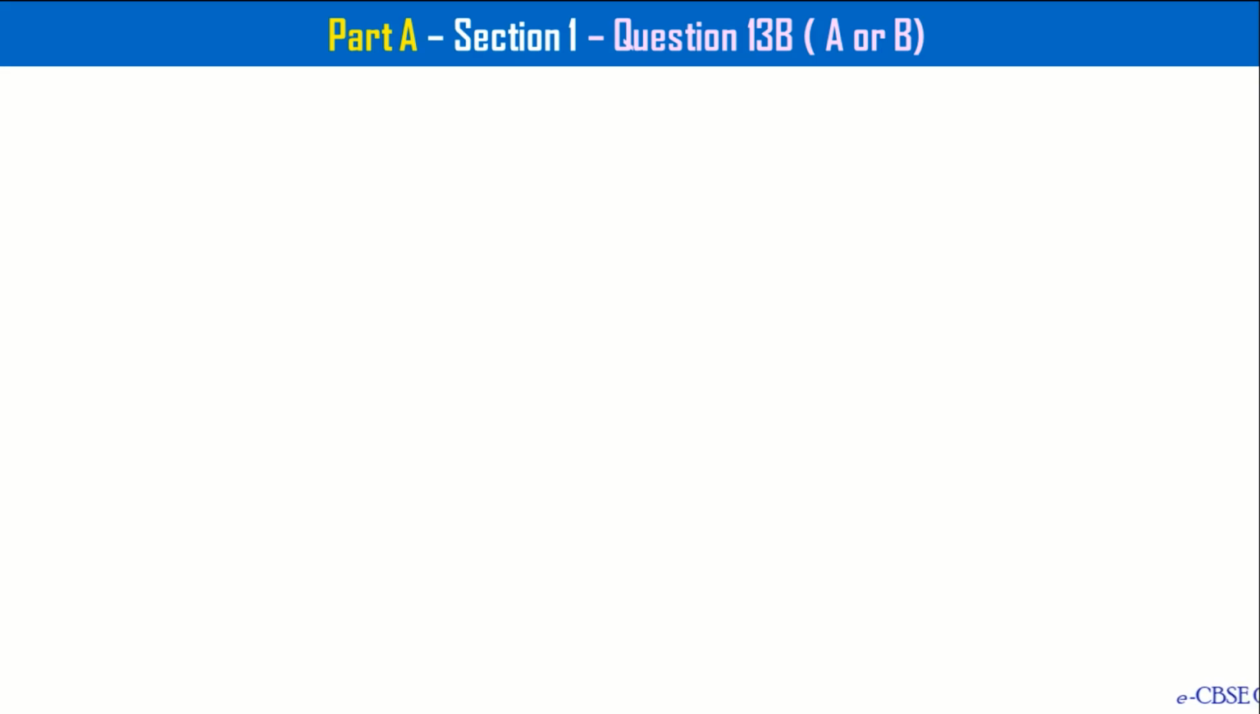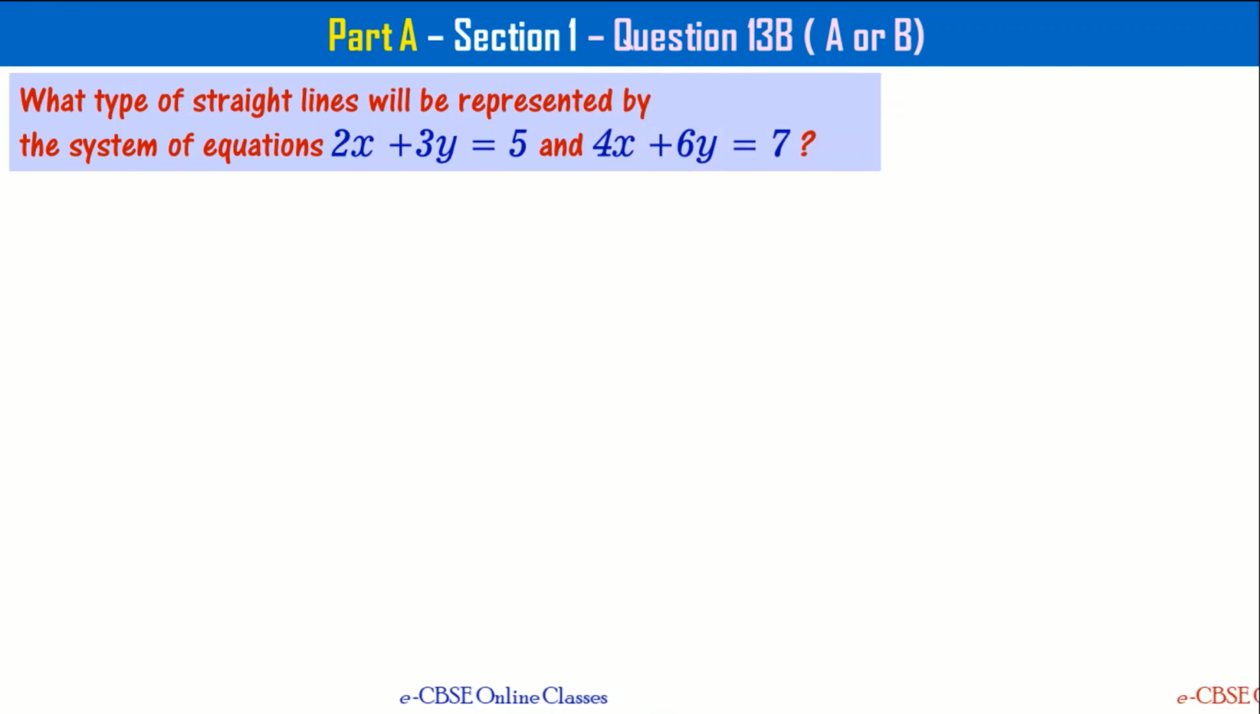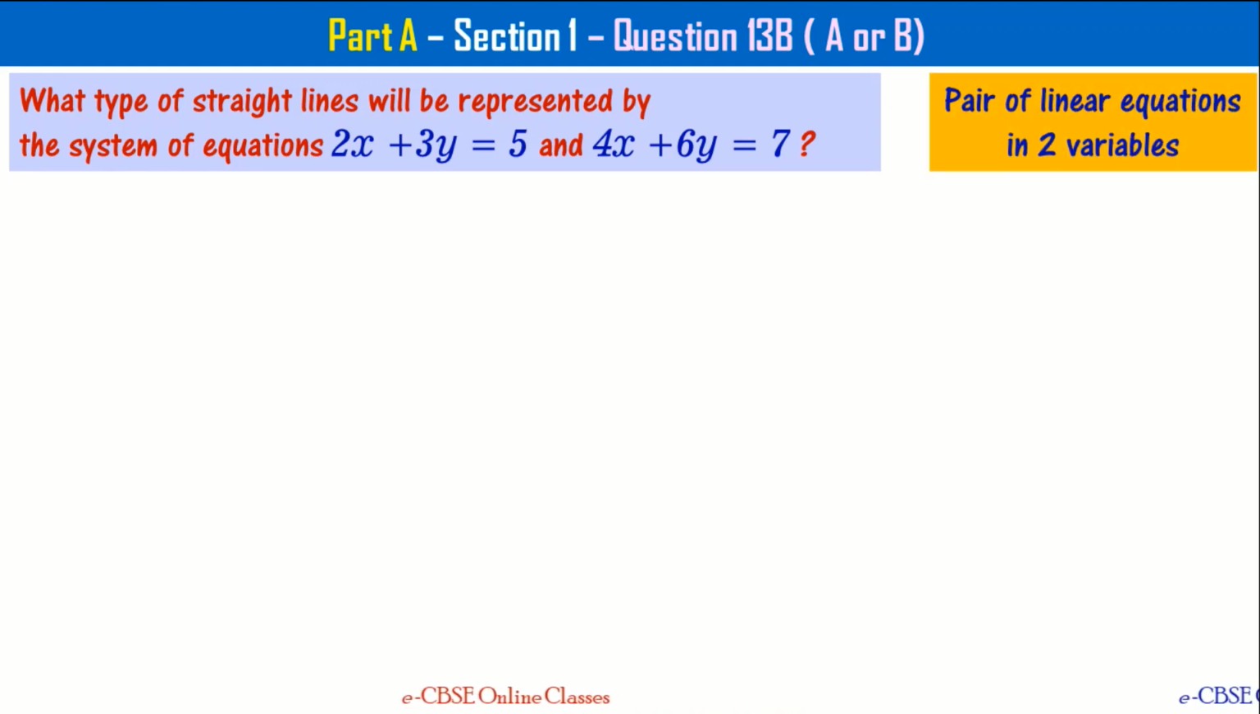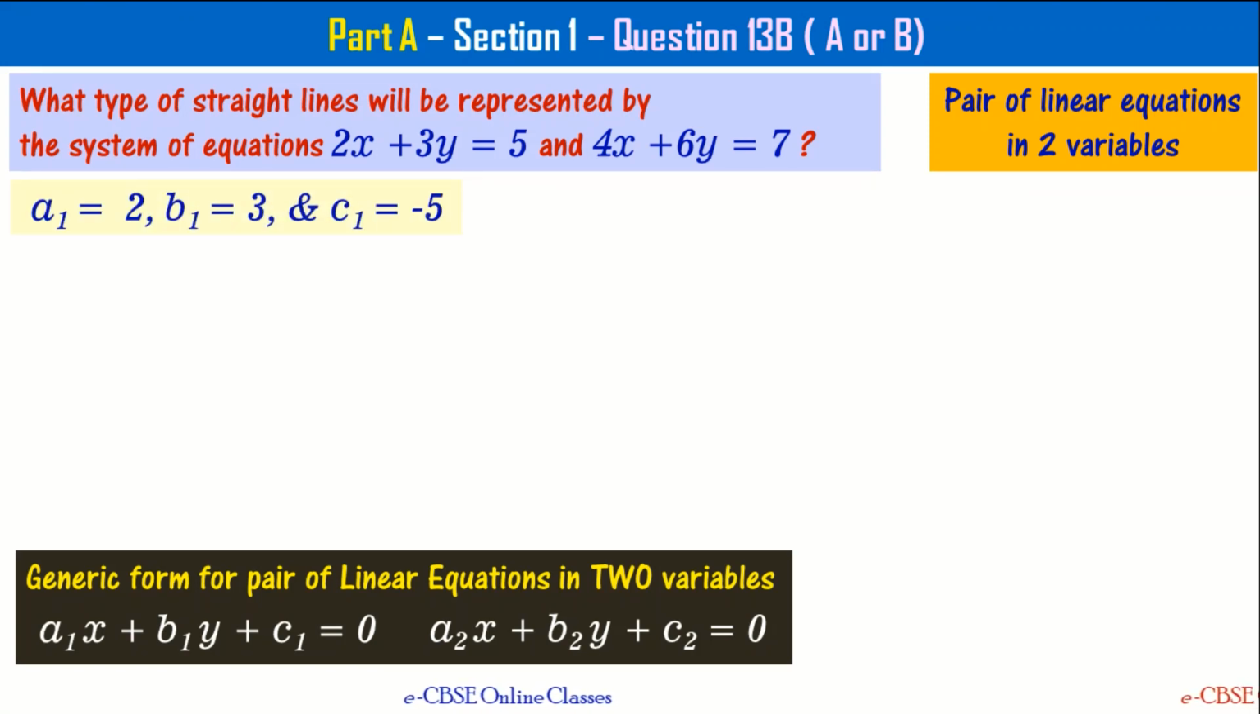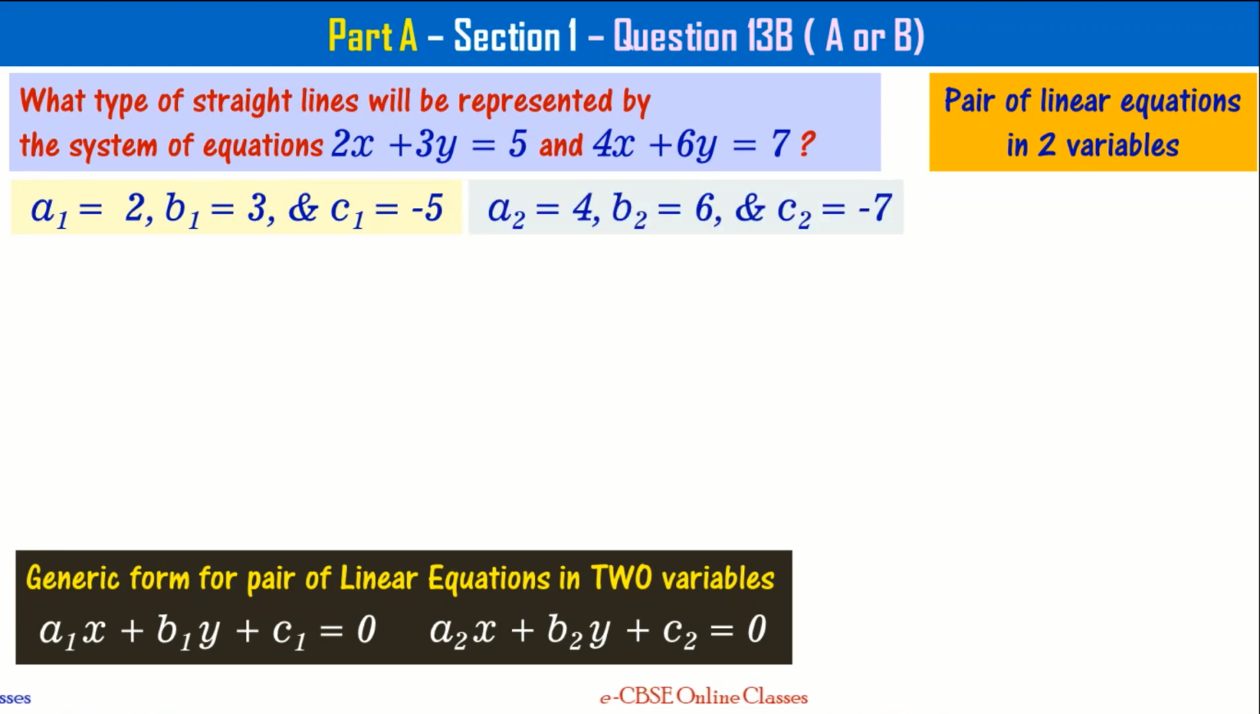Let's take a look at question 13b, or choice B of question number 13. What type of straight lines will be represented by the system of equations 2x plus 3y equal to 5 and 4x plus 6y equal to 7? It is also from pair of linear equations in two variables. When you compare the first equation with generic form a1x plus b1y plus c1 equal to 0, you say that a1 equal to 2, b1 equal to 3 and c1 equal to minus 5. Right? When you compare the second equation with a2x plus b2y plus c2 equal to 0, you get a2 equal to 4, b2 equal to 6 and c2 equal to minus 7.